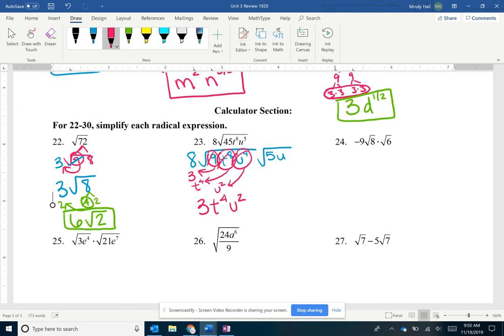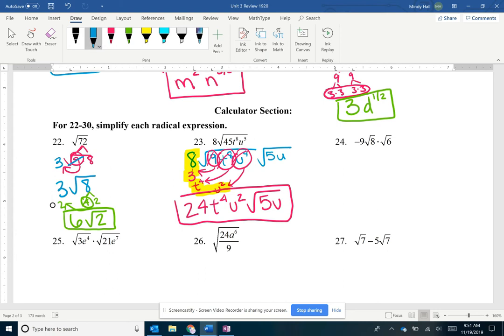and then the square root, and I just realized I messed up because I forgot about the 8. Don't forget about the 8. These are all outside. So 3 times 8 gives you 24. And then 24, t to the 4th, u squared. Then you keep your square root of 5u. And notice, it's really easy to make a mistake and miss something and accidentally leave something out. So make sure you check your answer. I can't stress it enough.